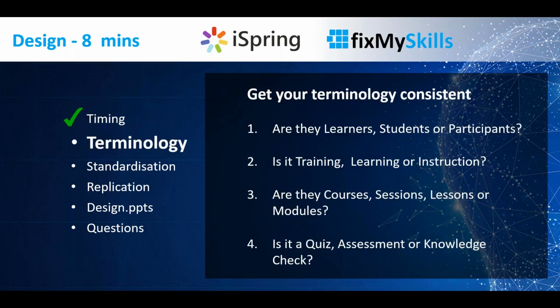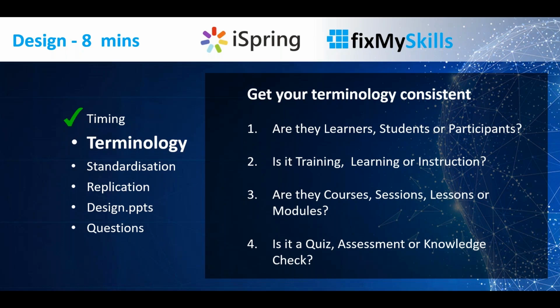Next, I want to talk about terminology. Get your terminology consistent. There are so many words used or terms used for the same thing. So are you designing courseware for learners, students, or participants? Pick one and stick to it so that there's consistency. And are you offering training, learning, or instruction? Again, pick one and stick to it. And what are you producing? Are they courses, sessions, lessons, or modules? However you structure it, just set those standards, decide on the terminology you're going to use and stick to it.